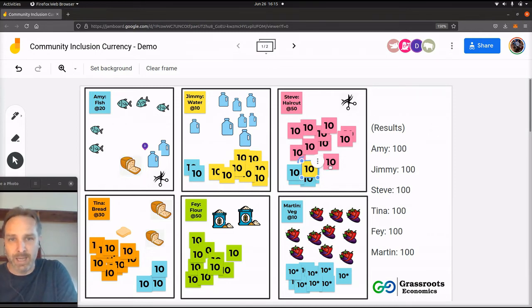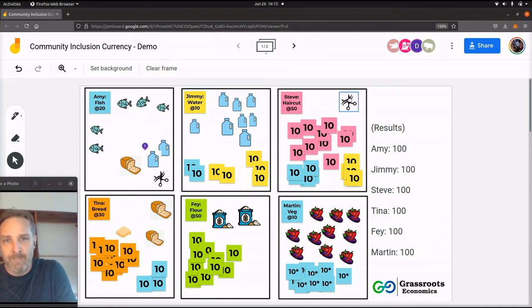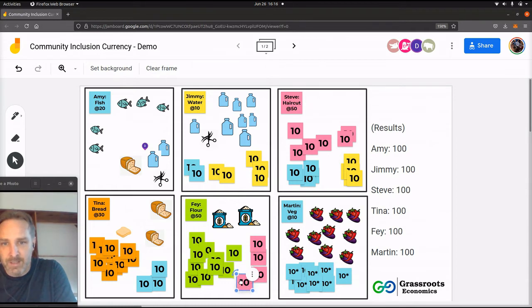But he also wants to buy a haircut. That's a priority here. So he's going to stick 5 of these over here. There we go. And now he's got a haircut. Great. Steve, what does he want to buy? He wants to buy some flour, because he wants to make some ugali when he gets home, so he's going to stick 5 of his vouchers over here. And he gets some of this flour.